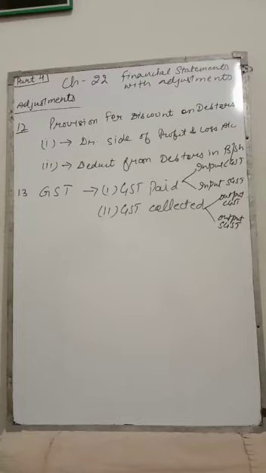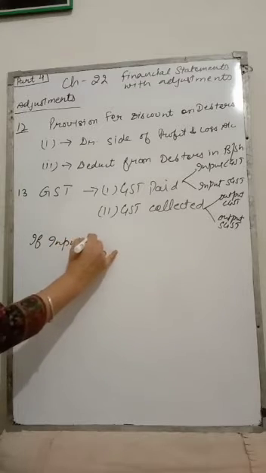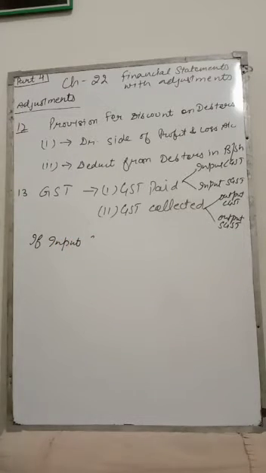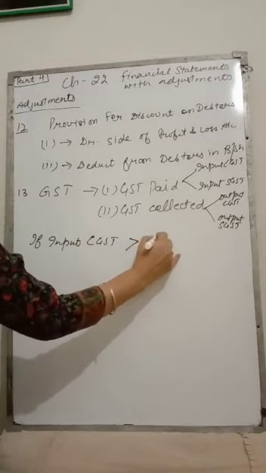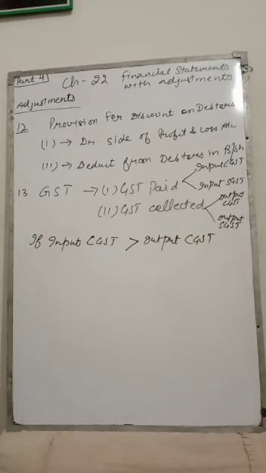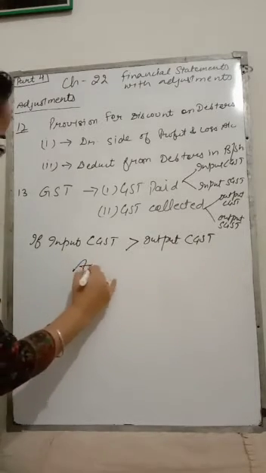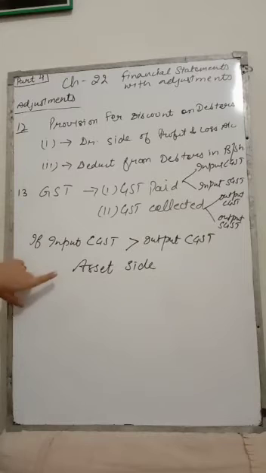GST paid is adjusted against GST collected and the balance is shown in the balance sheet. But how? First of all, we will notice whether input CGST is more than output CGST. If input CGST is more than output CGST, the balance is shown on the asset side. This is the first point.